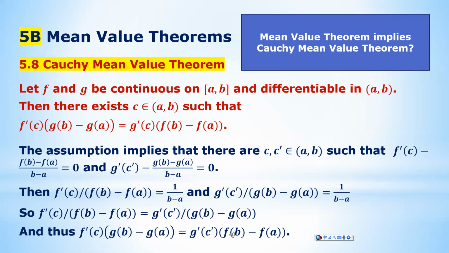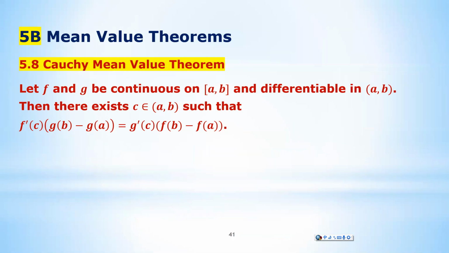Okay, this approach is interesting, but it does not produce the entire Cauchy mean value theorem. At least it tells you some connection between these two theorems. You can see this approach does not give you the same C, so we must come up with a new approach to prove the Cauchy mean value theorem. Now let's see how we can prove it.